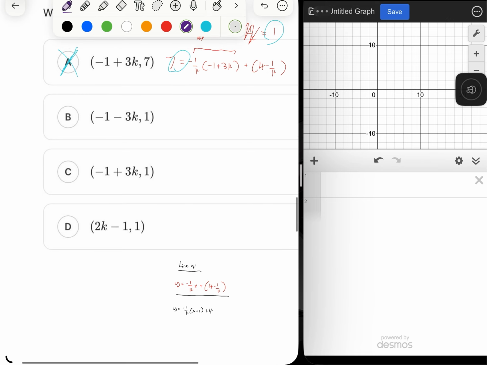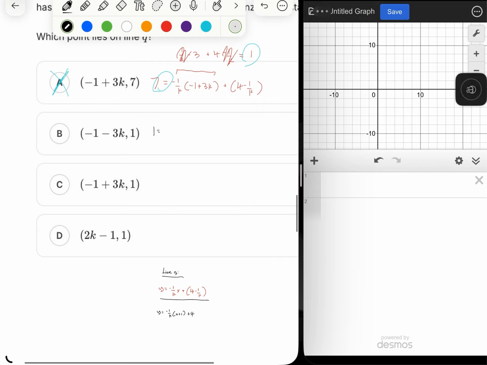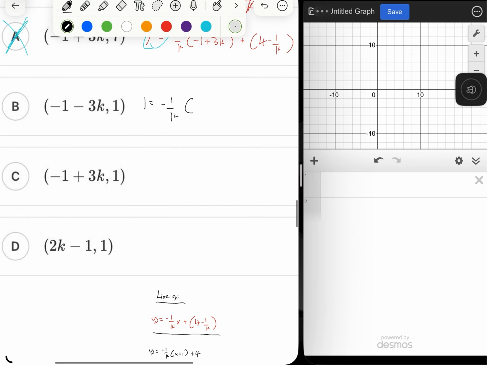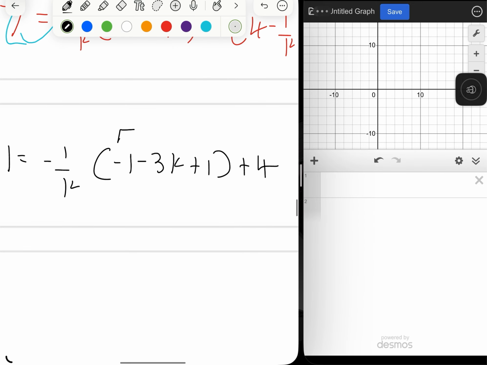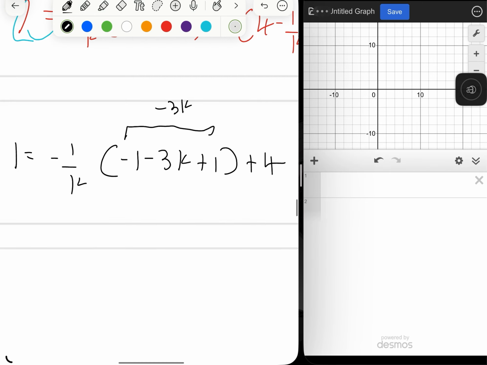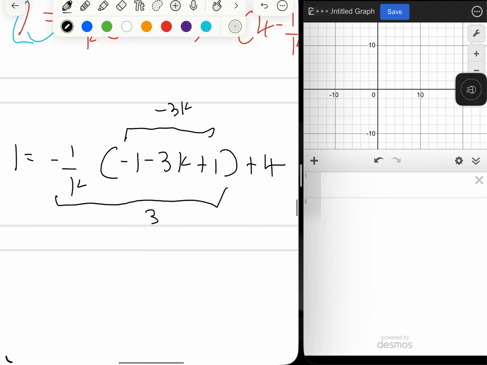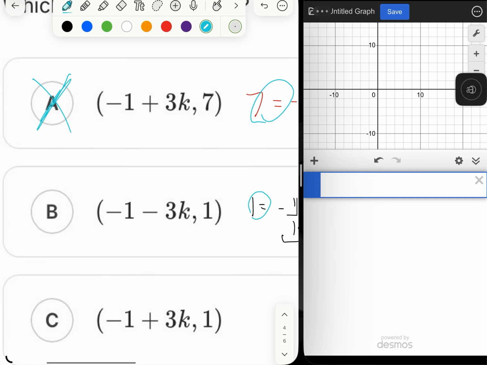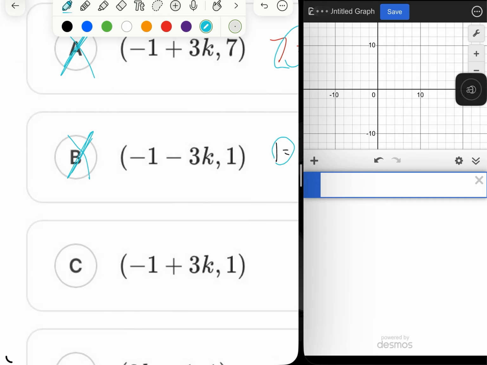So let's go on to B, right? We have that point. So that's 1 equals -1 over k times x plus 1. So that's -1 over k times (-3k plus 1), plus 4. This part here, that's -3k. If you multiply that, you get 3. And then, of course, the plus 4 gives you 7. Of course, 1 and 7 are not equal, so answer choice B is not the right answer.